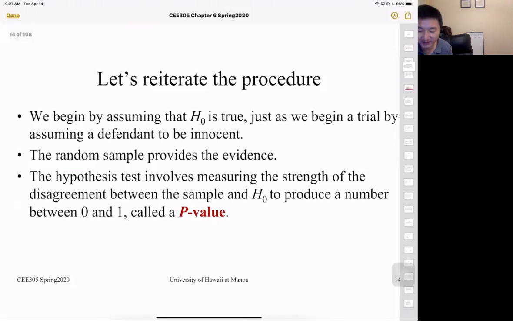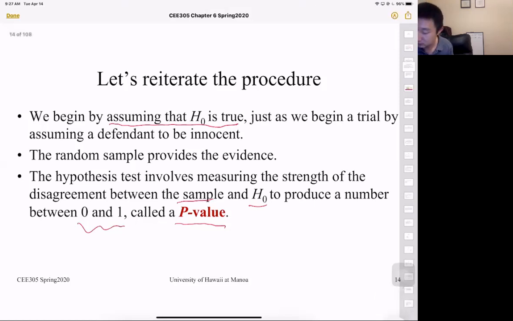Let's talk about the procedure again. First, we need to assume H0 is true. This is similar to beginning a trial by assuming a defendant is innocent. So we assume H0 is true, and then we look at the sample. Based on the sample, we do the hypothesis test, which measures the strength of disagreement between the sample and H0, to produce a number called the p-value. The p-value is a probability between 0 and 1.